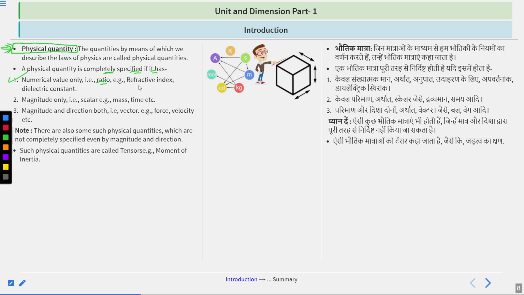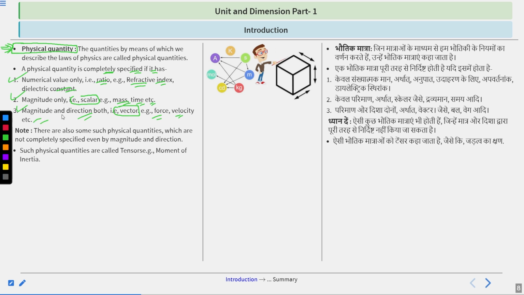Therefore, a ratio, for example refractive index or dielectric constant, having a numerical value only and no other kind of systematic value associated with it, is called a physical quantity. Magnitude only: scalar, for example mass, time, etc. Magnitude and direction both: vector, for example force, velocity, etc.